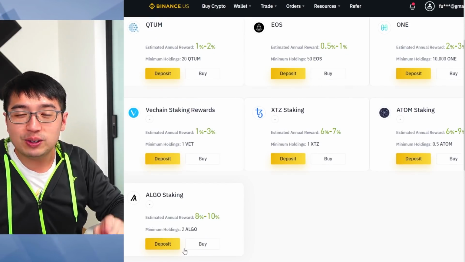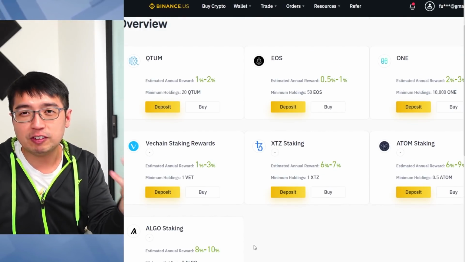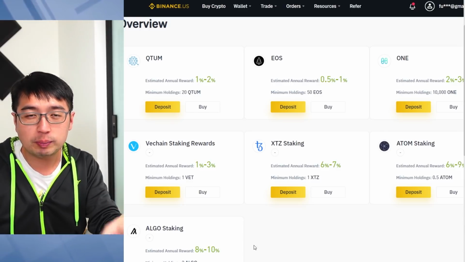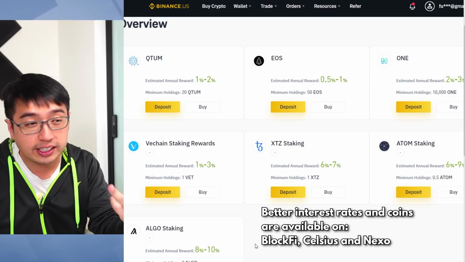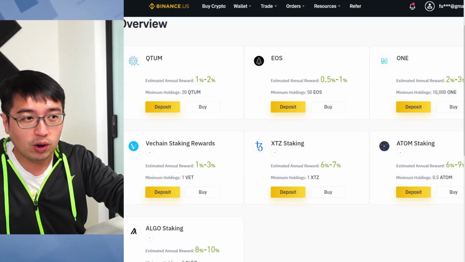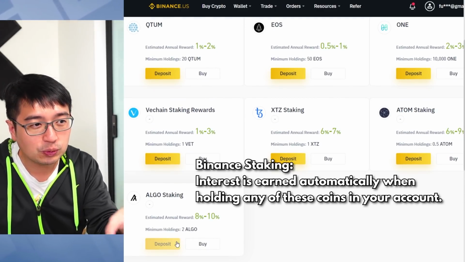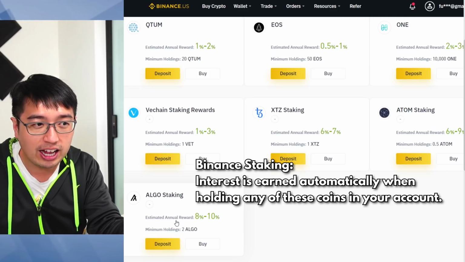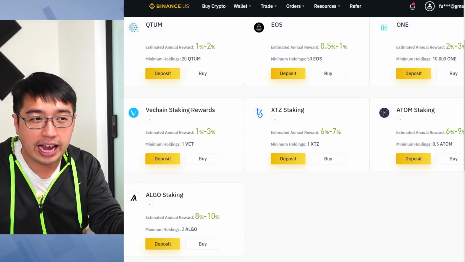And I bought some algo so we can stake it. Right now, staking is kind of like earning interest. If you've seen my other reviews on your cryptocurrency earning platforms, that's BlockFi, Nexo, Celsius, and you can earn interest on the coins you hold in that wallet. That's the same thing as staking here. For algo, which is the highest one, you can earn 8 to 10% in algo annually, so that's 8 to 10% APR on any algo you hold.